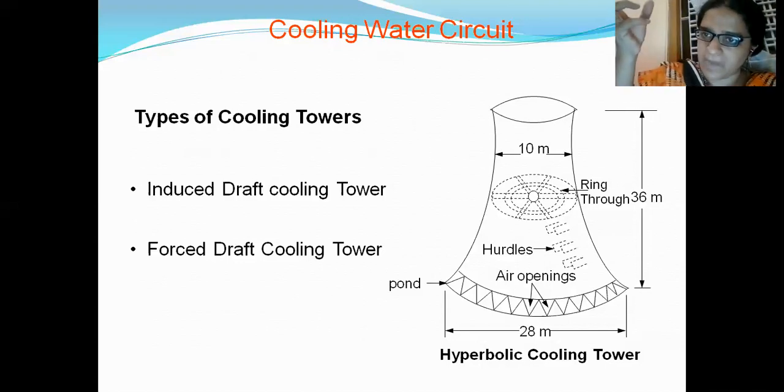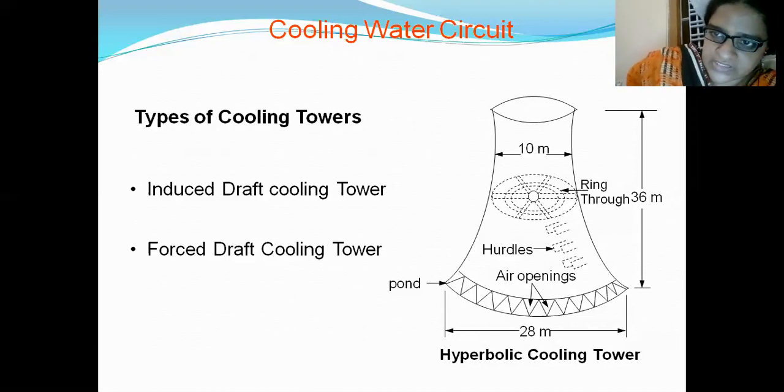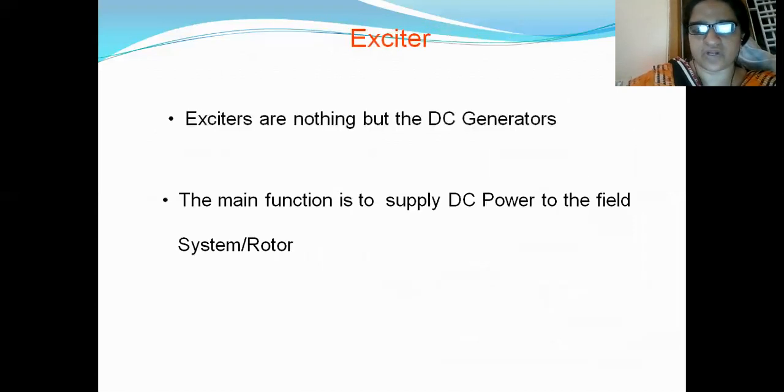Forced draft means air from the outside atmosphere will be dragged in, and inside the cooling tower and inside the tubes of the cooling tower, the water will be cooled down. By taking cool air from the atmosphere, we try to cool the water inside the cooling tower. Right, this is the induced draft cooling tower and forced draft cooling tower.